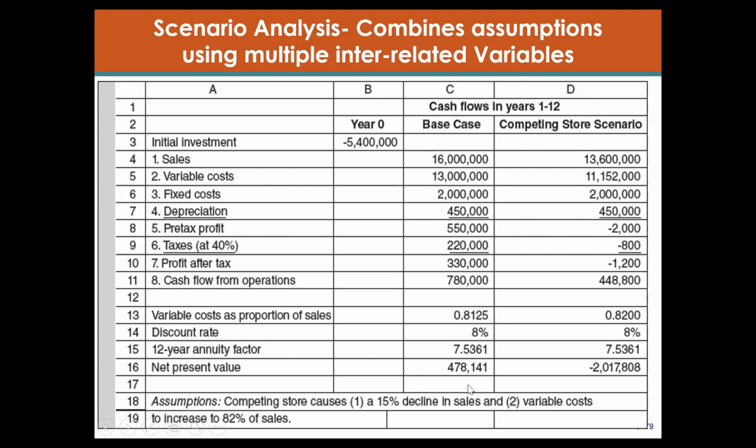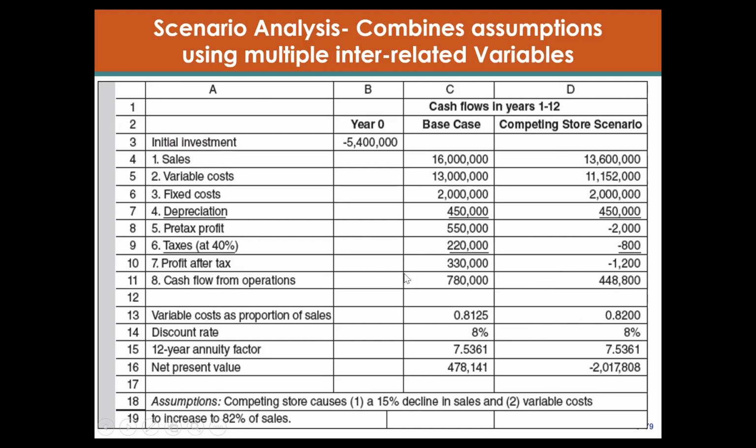Notice some assumptions over here. Competing store causes 15% decline in my sales. So if there is a competing store here, my sales declines from 16 million to 13.6 million. And my variable cost also increased to 82%. So from 81.25%, it goes to 82%. Obviously, if my sales goes down, my variable cost ratio will be affected, right? Fixed cost is the same, everything else is the same. There you go. So this is a scenario analysis.